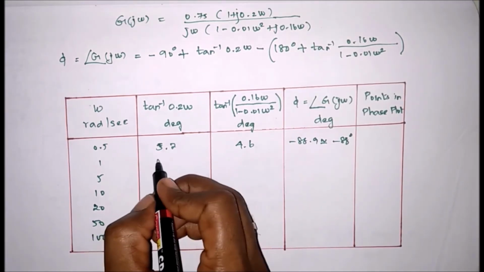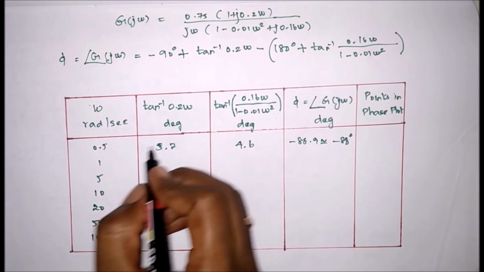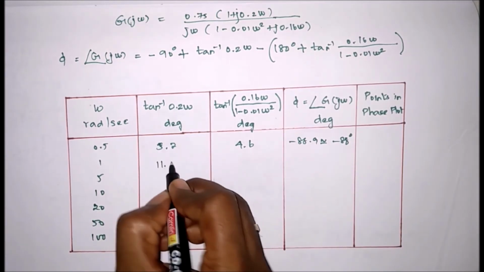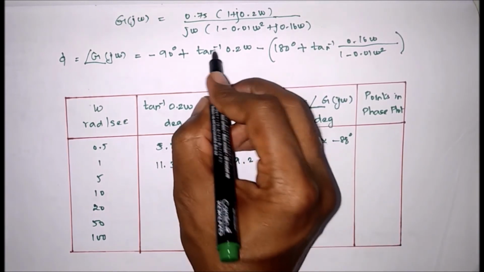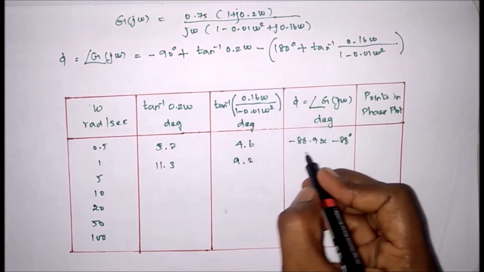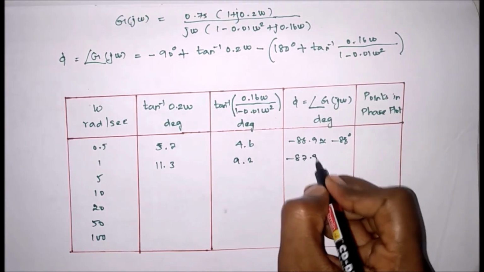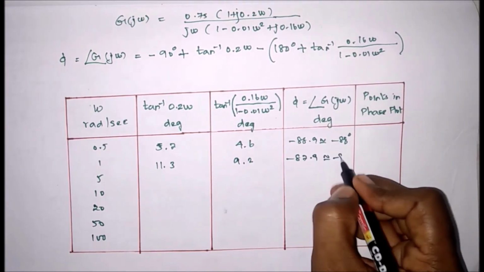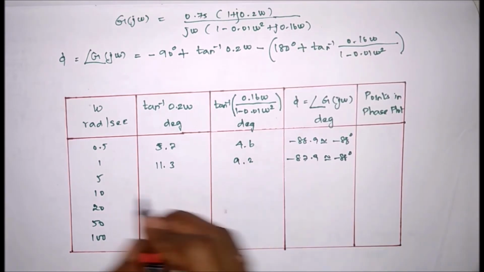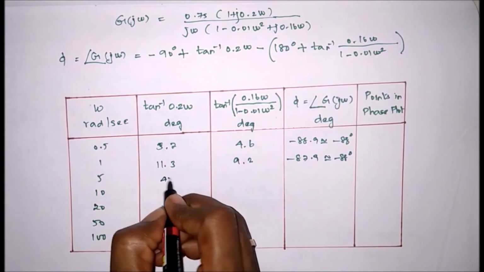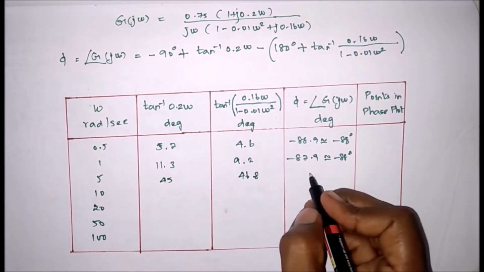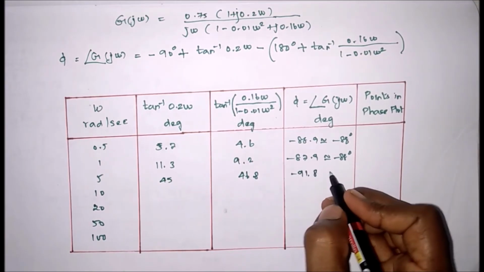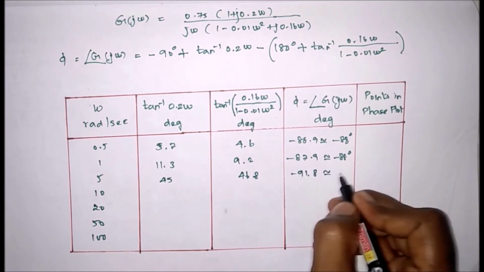Then similarly, we have to consider the next omega. We have to calculate all these values. For the first term, we will get 11.3. Then second term 9.2. So if we substitute both values here and here, we will get phi value equal to minus 87.9. It is almost minus 88 degree. Similarly, for omega equal to 5, we will get first term 45 degree, second term 46.8. Final value is minus 91.8, approximately equal to minus 92 degree.